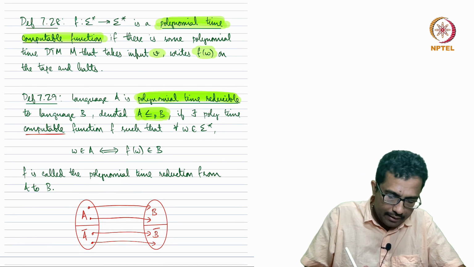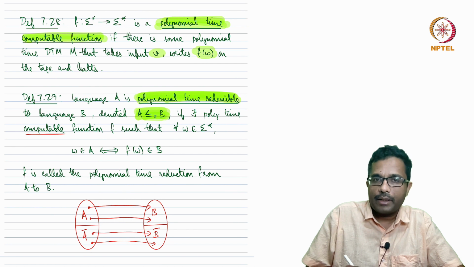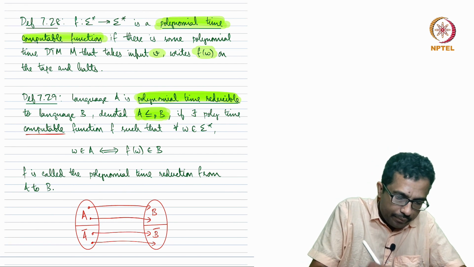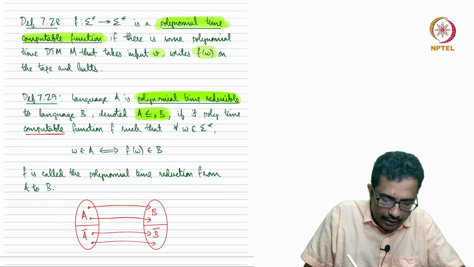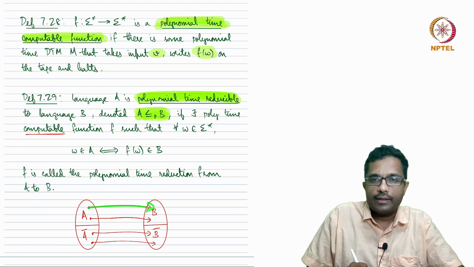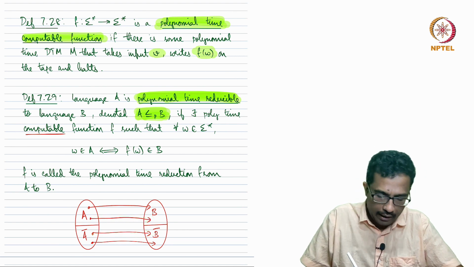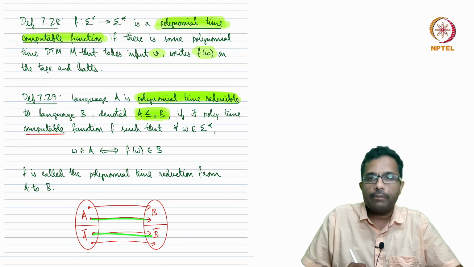Suppose the function is from sigma star to sigma star, and any w that is in A gets mapped to some string that is in B, and any w that is not in A gets mapped to some string that is not in B. So A maps to B and A complement maps to B complement.